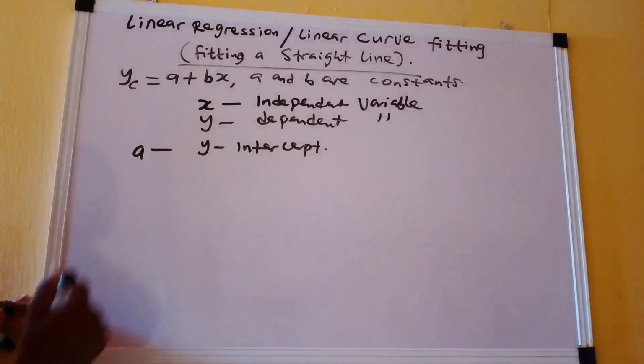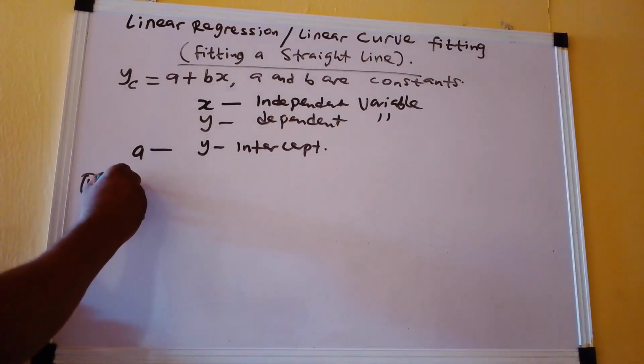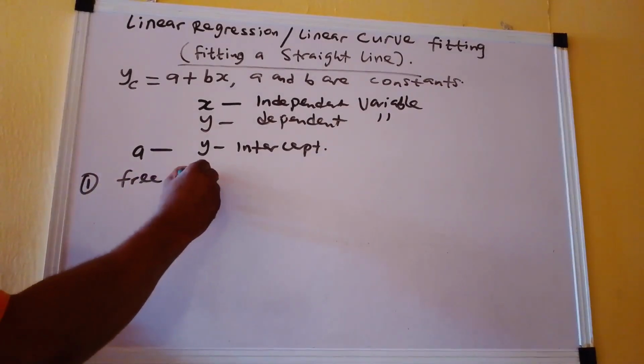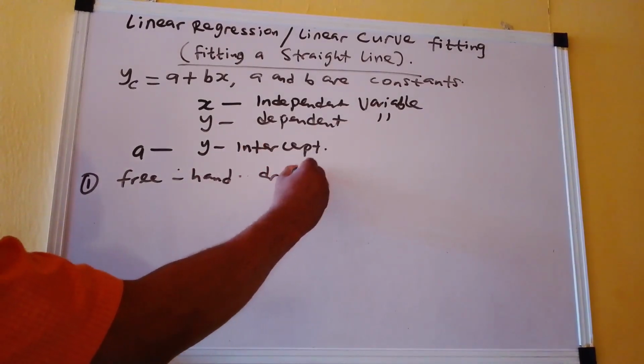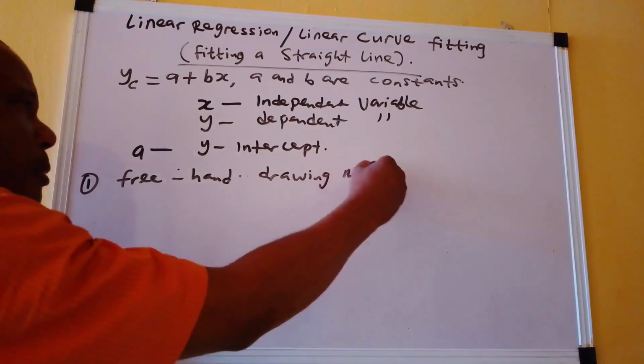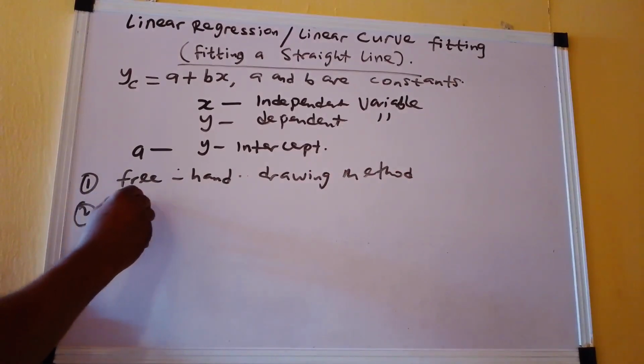Now there are two methods that we can use to fit a straight line. Number one is called the freehand drawing method. And number two is called the least squares method.